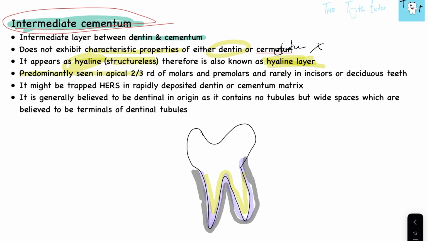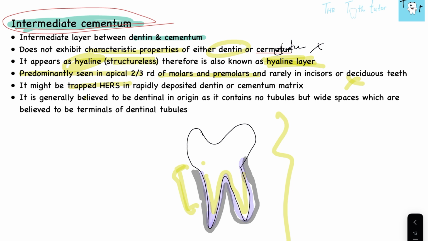Predominantly, it is seen in the apical two-thirds of molars and premolars, so mostly it will be seen in this region, and rarely in incisors of deciduous teeth. So it is mostly seen in the posteriors, not in the anteriors. We don't know exactly where it comes from, what its origin is, but there is a theory that it might be trapped HERS when the cementum or dentine was getting rapidly deposited. So some HERS got stuck over here, it remains there and it becomes the intermediate cementum.